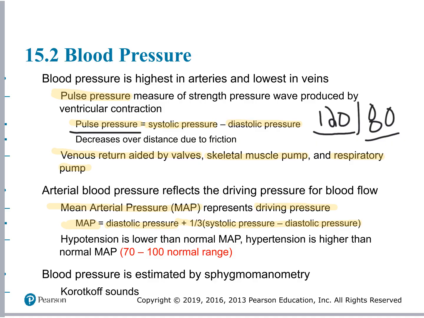Definition of anybody that has hypotension. Hypo means below or less than or lower. That means they have a mean arterial pressure lower than 70. Hypertension, which is high blood pressure, means that they have a mean arterial pressure of higher than 100.